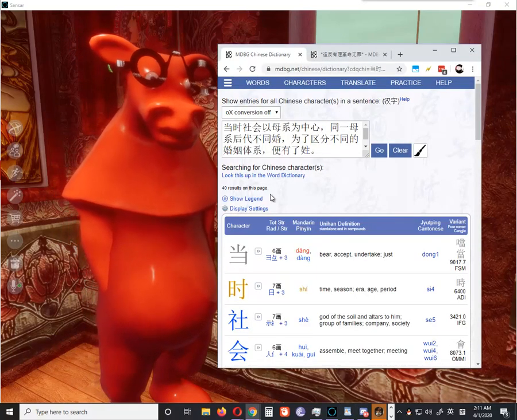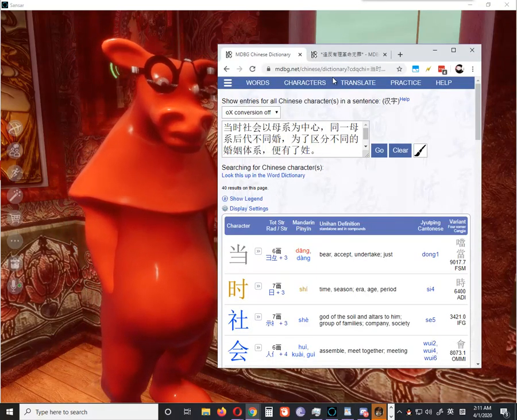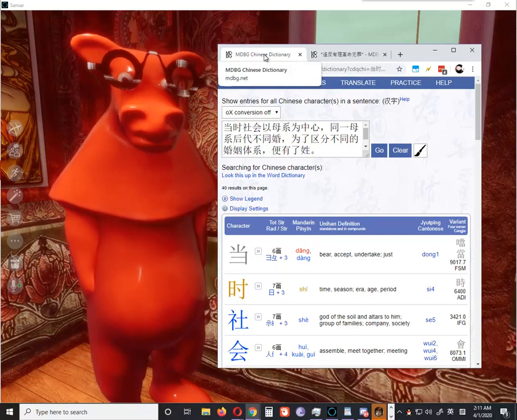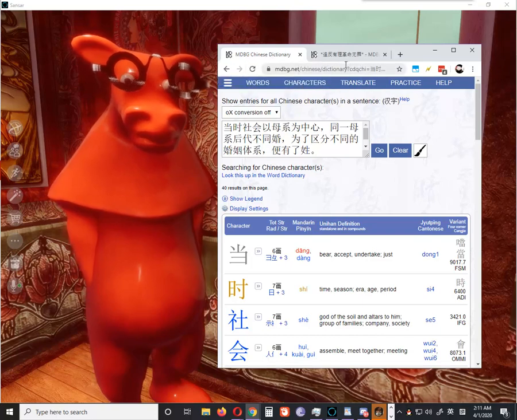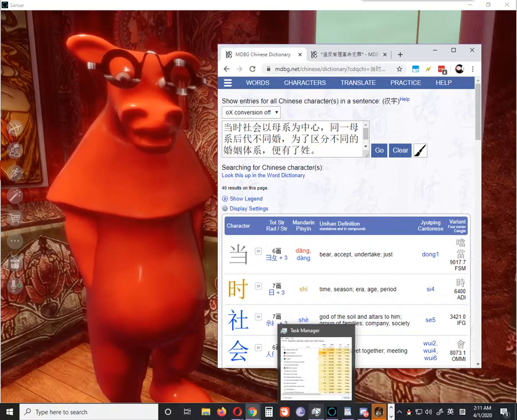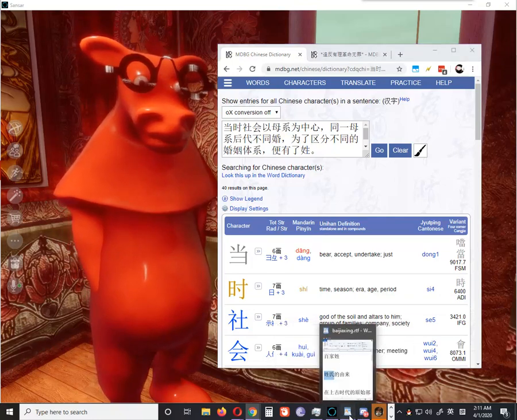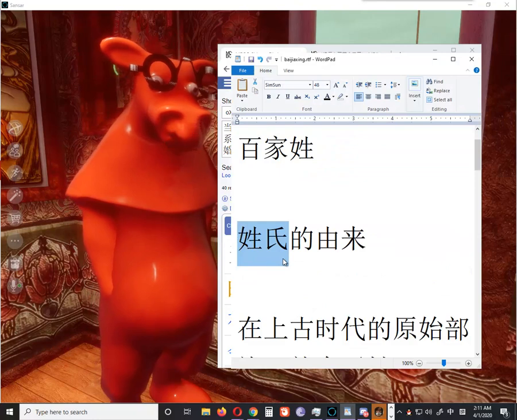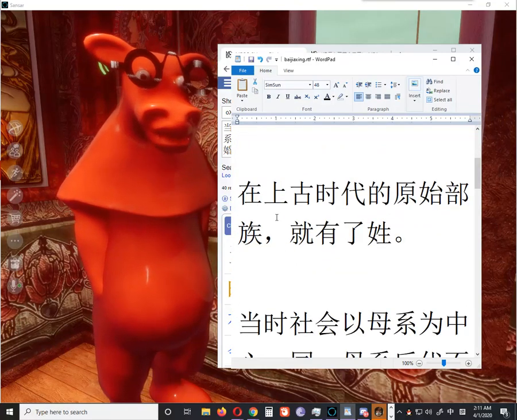And what should I say? Let me see. Where are we going with this? So we're talking about family names here. Let's go down again through the text and do a quick review.